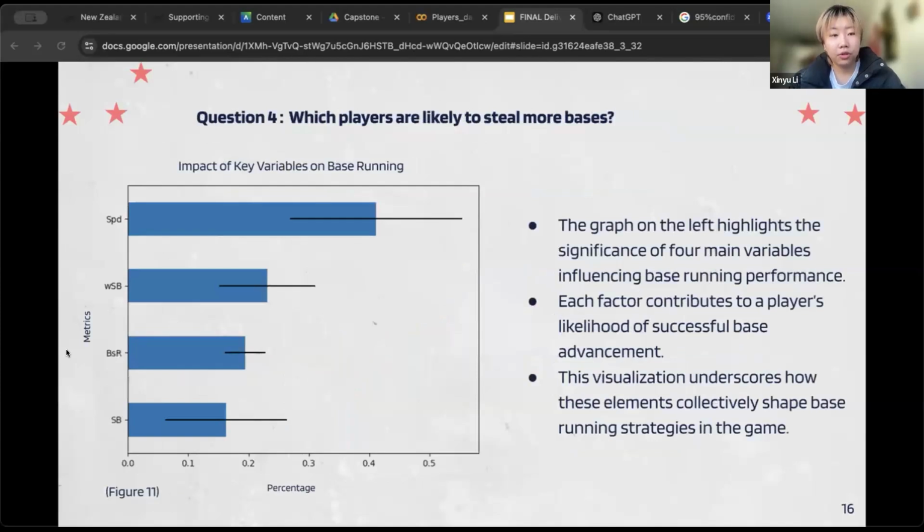And after that, we start to build a few models. Before building the model, we tried to see which variables have an impact on base running. The graph here highlights the significance of the 4 main variables, including speed, weighted stolen base, base running, and stolen base. Each factor contributes to a player's likelihood of successful base advancement. And also, this visualization underscores how these elements collectively shape base running strategy in the game.